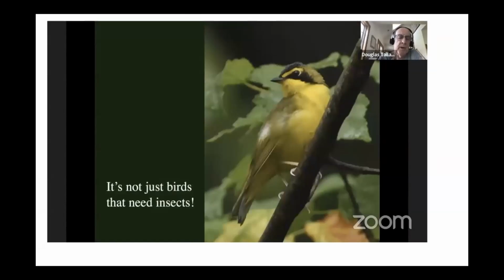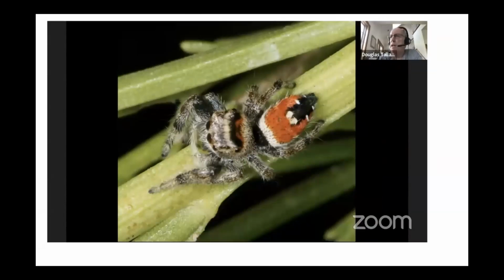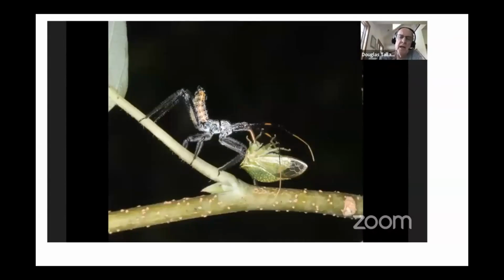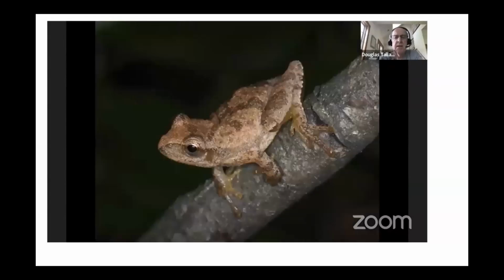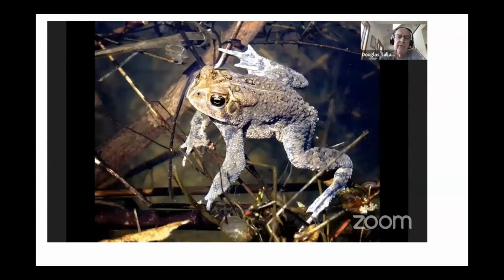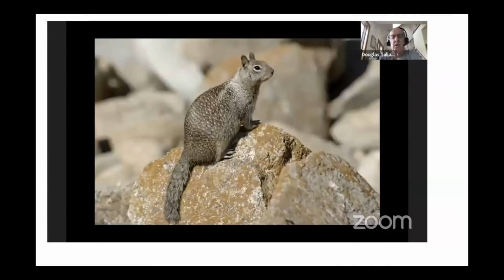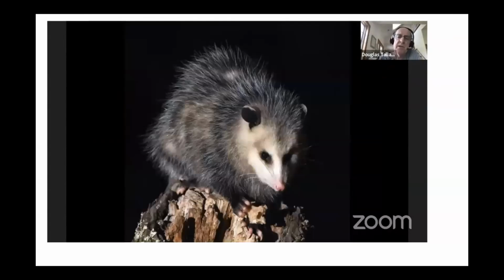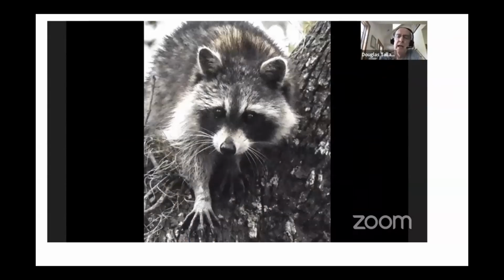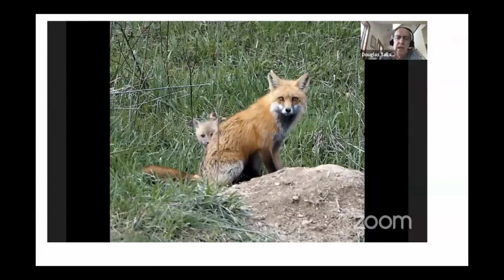Now, it's not just birds that need these insects, that need these caterpillars. It turns out that most of the creatures out there are tied into insect food webs in one way or another. So all spiders need insects, other insects need insects. Our frogs, our toads, our amphibians all eat insects. So do our lizards, so do our bats, so do our rodents and our skunks and our possums and our raccoons. And a lot of things we don't think of as insectivores rely on insects as well.